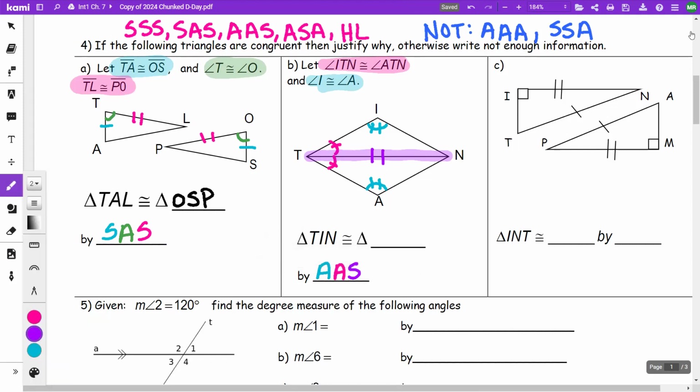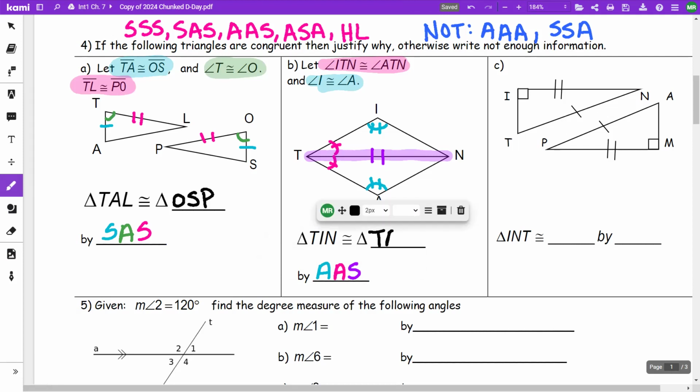So then we have to state what is the congruent triangle. So T in both triangles has the same marking. I has the same marking as A. N is the same as N in the other triangle. Not always the case that the same letter is the same in both triangles, but in this situation it is.